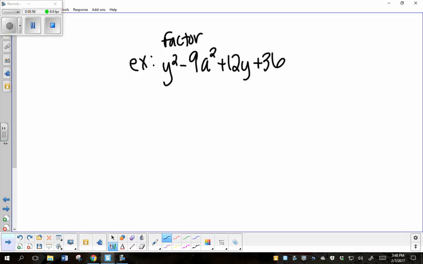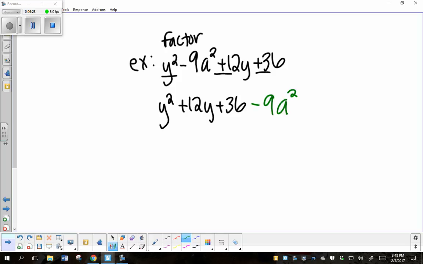All right, so when we look at this one, nothing I can factor out of everything. And I'm kind of thinking one of these things is not like the others. The thing that's kind of weird is that negative 9a squared. So I'm wondering if I could rewrite it and stick that guy at the end. So I'm going to write y squared plus 12y plus 36, and then put this minus 9a squared at the end. I just moved that minus 9a squared to the end.